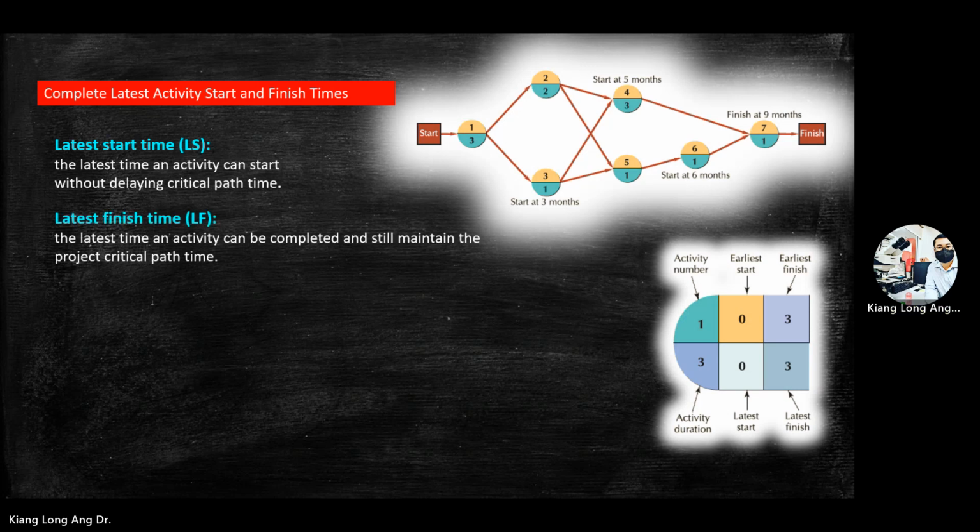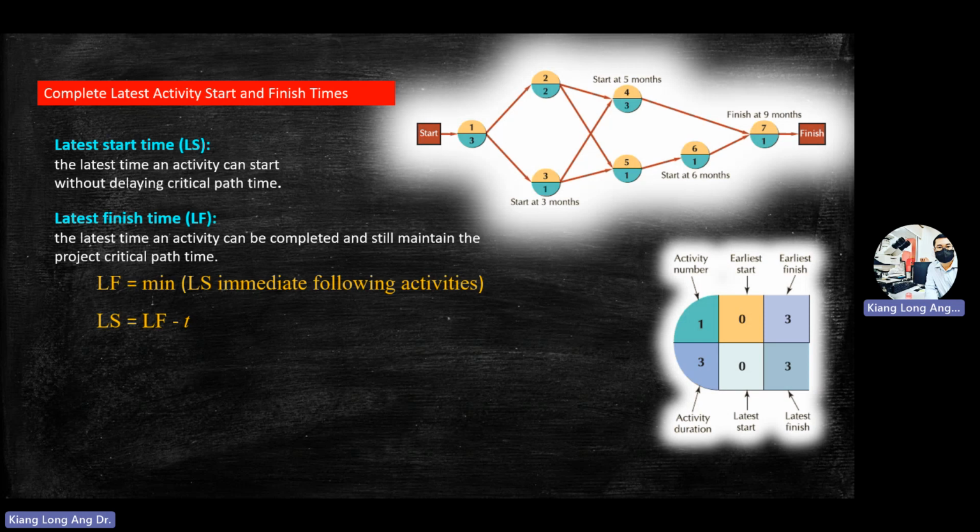Okay. So another one is latest finish time. Is the activity can be completed and still maintain the project critical time. So there are two, latest start, latest finish. Not same. It depends on, because why? Because you have the cabang there, you have the branches there, so you don't know which one can do. So from here, you know which activity you can adjust.